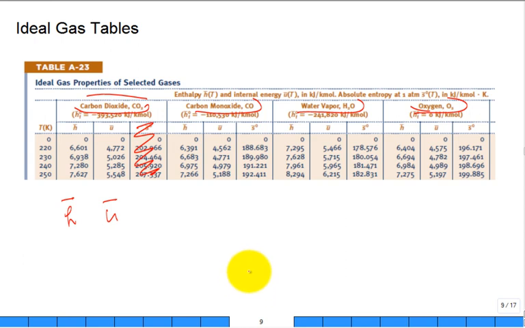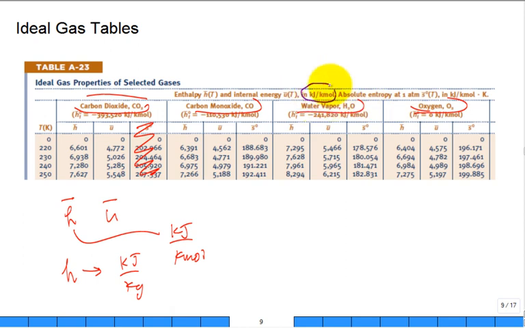It's per amount per kilomole, not per kilogram. So h units were kilojoules per kilogram, h bar, kilojoules per kilomole. You can see it right up in here. Look at here, right here. They're saying these are the units for h bar and u bar in kilojoules per kilomole. Right there, key piece of information.